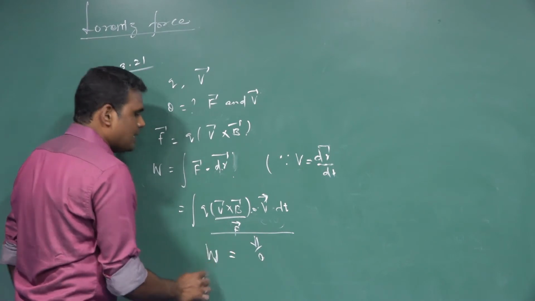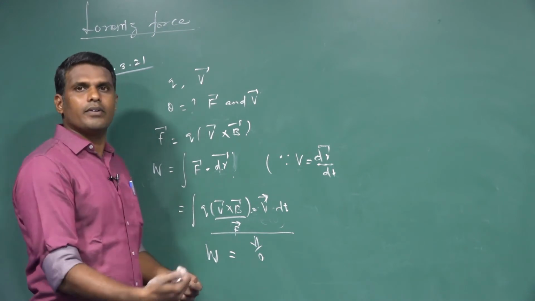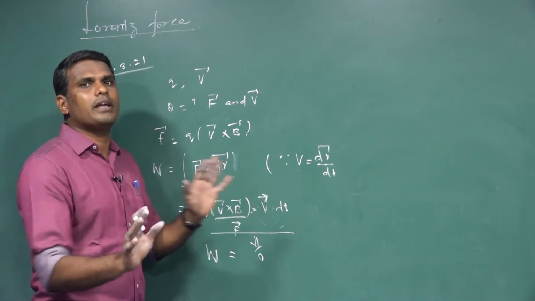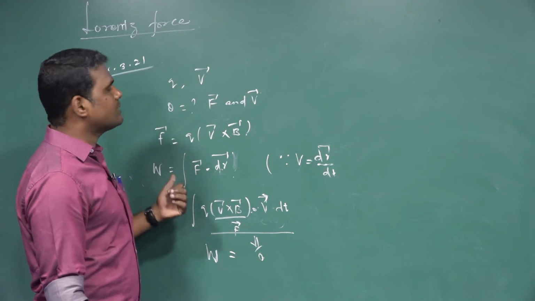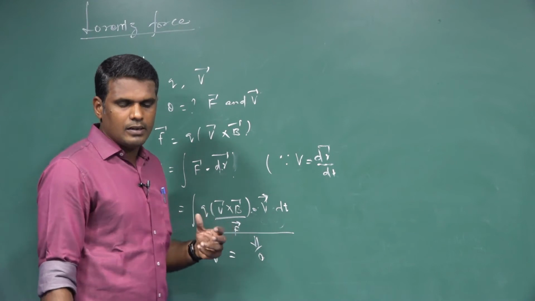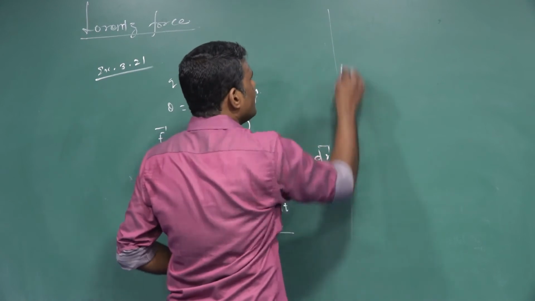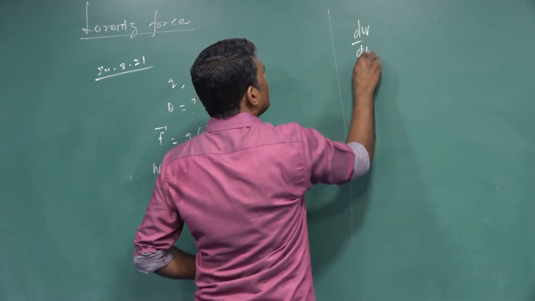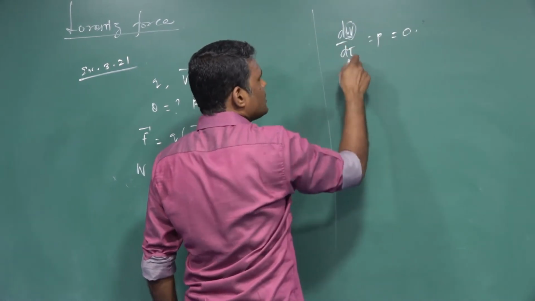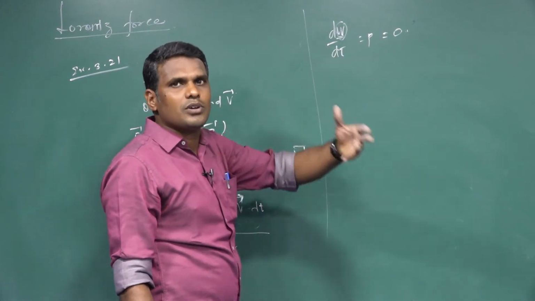So the work done by the magnetic Lorentz force on the charged particle moving with the velocity v in a uniform magnetic field is 0. So no work is said to be done on the charged particle. And then what is the next thing asked? You are asked to calculate the power delivered. What is the power delivered on the charged particle? As you know very well, rate of doing work is power. dW divided by dt is equal to power. This is also 0. As work done is 0, power delivered is also 0.